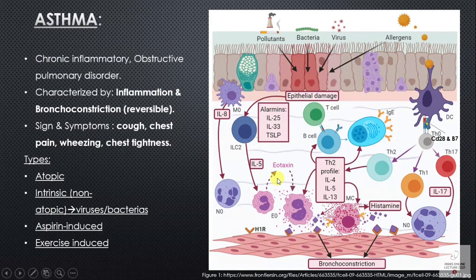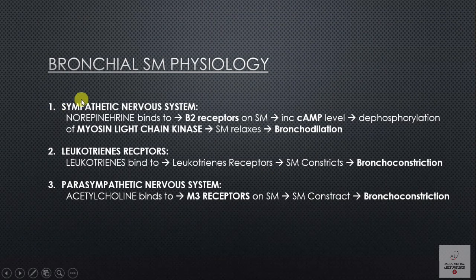neutrophils to accumulate. Now that we have discussed the pathogenesis of asthma, let's look at bronchial smooth muscle physiology, how the bronchial smooth muscle contracts and relaxes in relation to certain factors. The sympathetic nervous system causes the release of norepinephrine, which binds to the beta-2 receptors on the smooth muscles. This causes an increase in the cyclic AMP level. This cyclic AMP causes inhibition of the myosin light chain kinase. This relaxes the smooth muscles and causes bronchodilation.